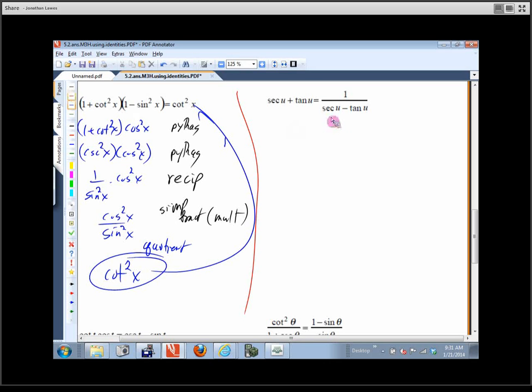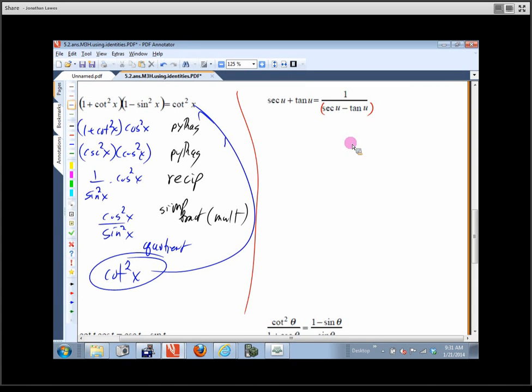I'm going to put this in parentheses, and I'm going to multiply by its conjugate. It's kind of like rationalizing the denominator. That conjugate idea, that difference of squares idea, comes up all the time. It's amazing where it crops up.